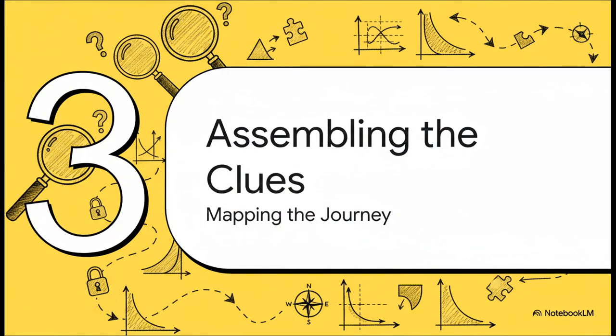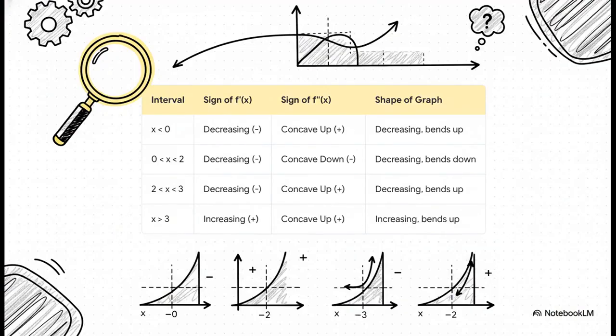All right, detective time is paying off. We've gathered all of our clues, we know where the function is going up and down, and we know exactly how it's bending the whole time. Now, it's time to put it all together and create a complete map of our function's shape. This table right here, this is our master plan. It combines our two sets of clues into one detailed description.